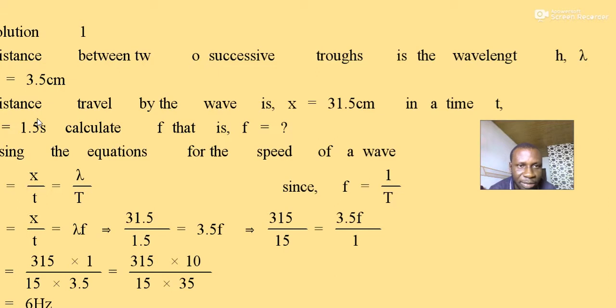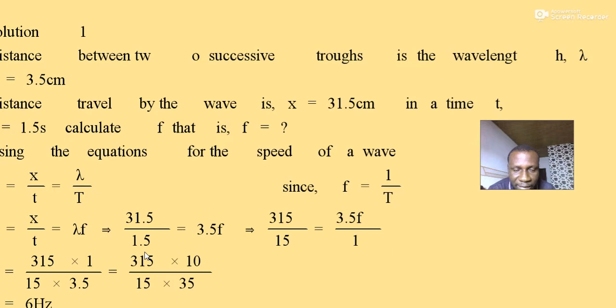The distance traveled by the wave is x, and that is 31.5 centimeters, in time t. So it travels that distance in time t, and that time t has a value of 1.5 seconds. They say we should find the frequency f. So wave speed is v, and that is given as x over t.